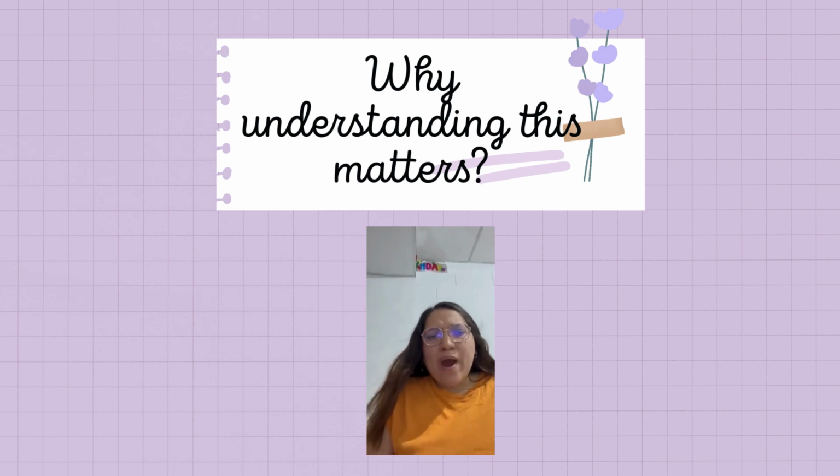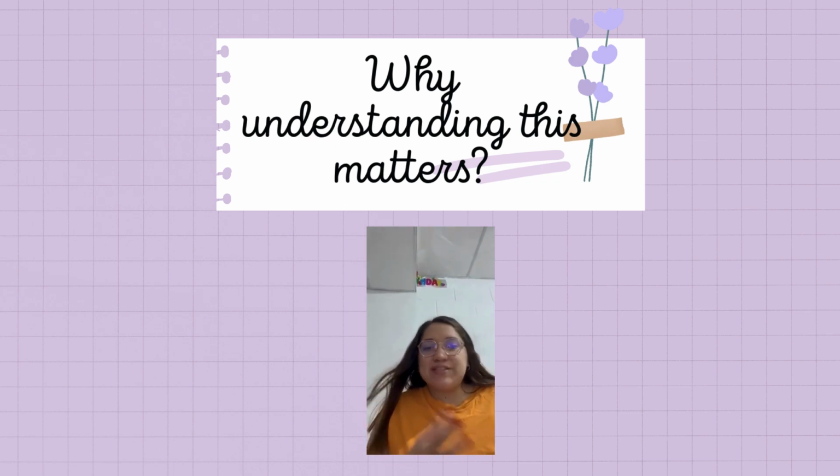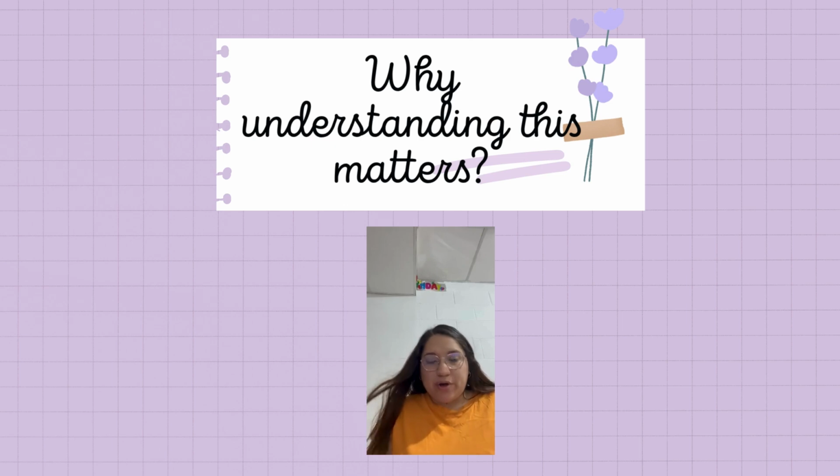Well, why does understanding this matter? Knowing how to use and read these diagrams can help you clearly understand how each part of a sentence works, the role each word plays, and how modifiers and qualifiers add extra meaning. This is why we can analyze more complex sentences without getting lost.